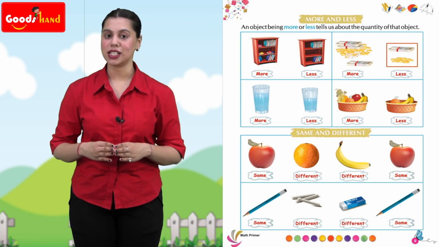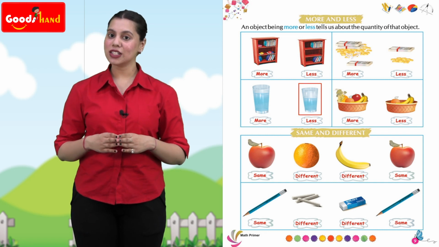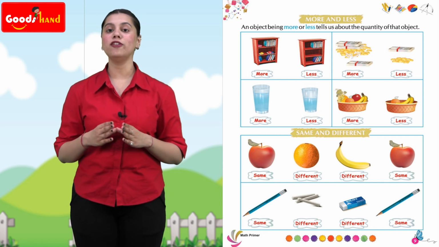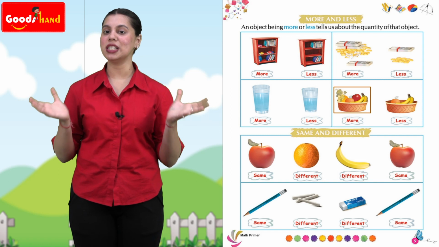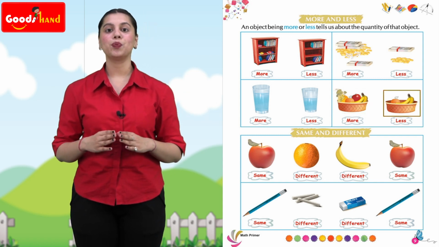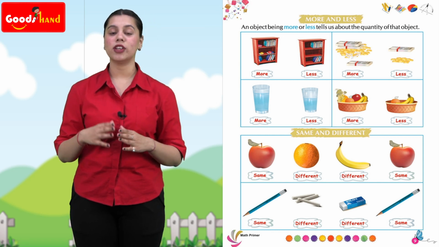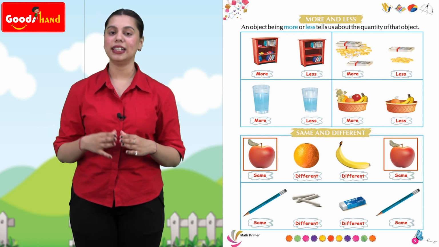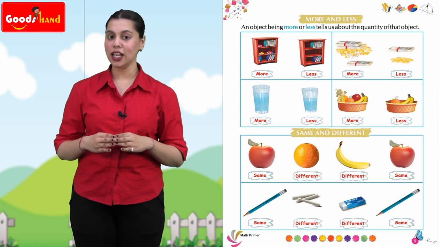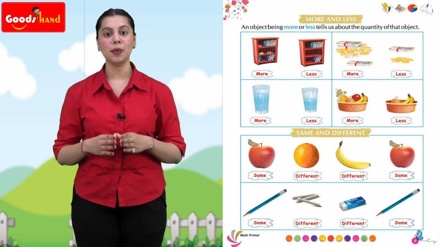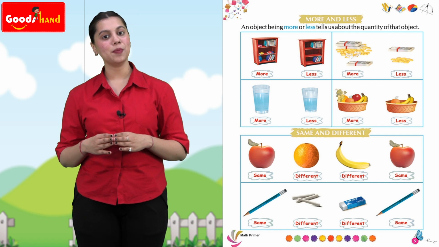Now we have the quantity of the water in the glass, which is more, and the other is less. First we can see the basket which is full of fruits, which is more, and the 2 fruits in the other basket, which is lesser than the first one. Now we can see the same and different. First is the apple, which is same as the other apple, and the orange and banana are different. Now we can see the pencil, which is same and the other is different. Eraser is different and the pencils are same again.